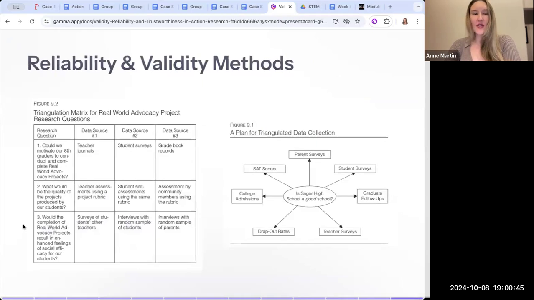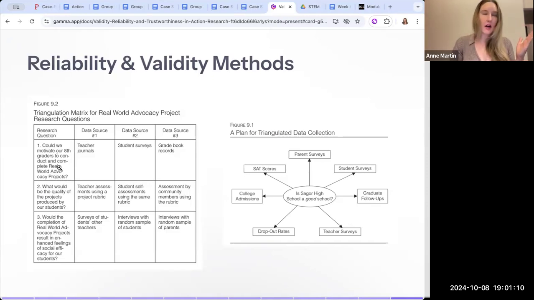Okay, and then this is also the time to use some of those strategies discussed in chapter 6. So I highly recommend that everyone create a triangulation matrix, even if you just have one research question. I noticed that several people have multiple variables that they're looking at. Maybe they're looking at student motivation and they're looking at student achievement. You're going to want to break that down into two different research questions.